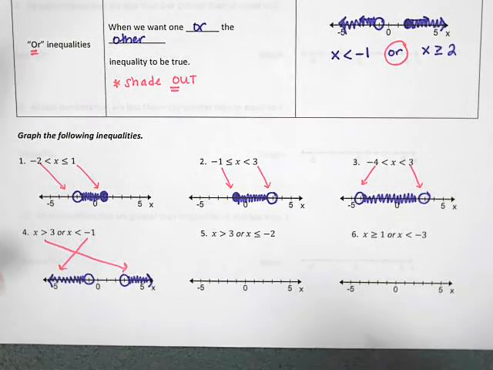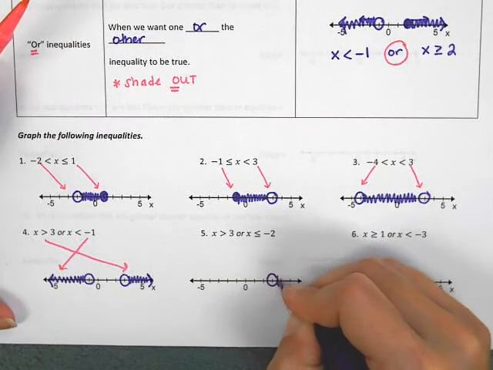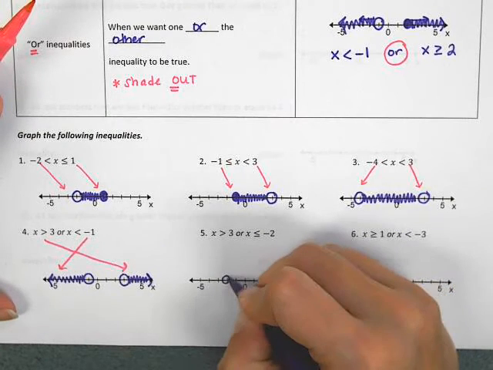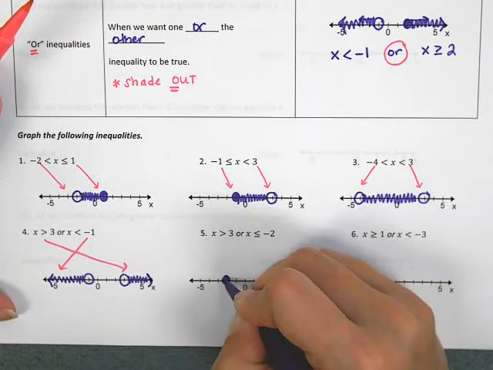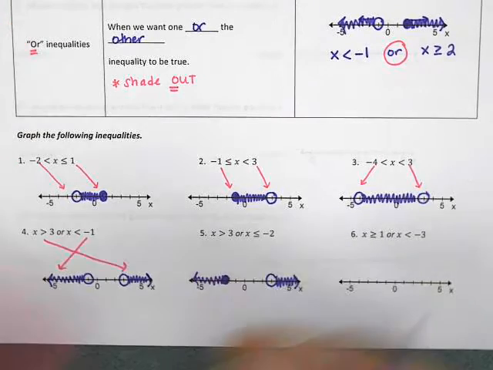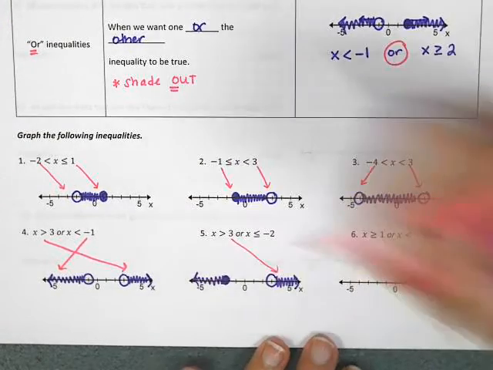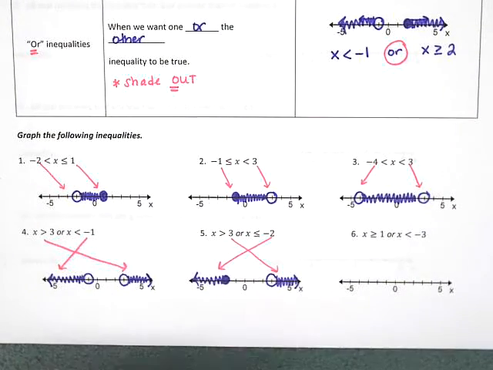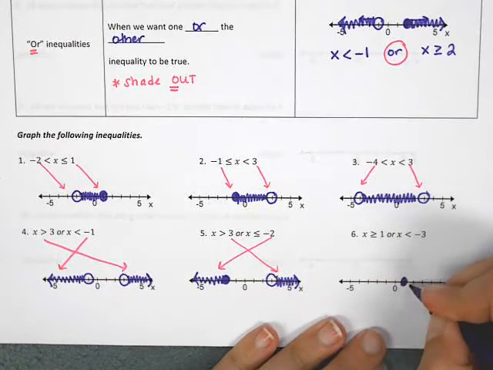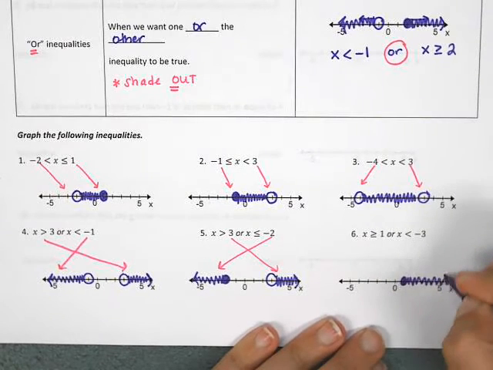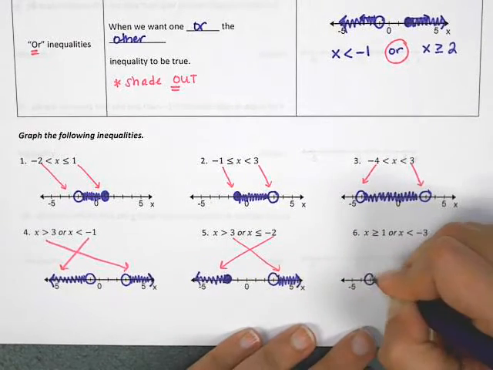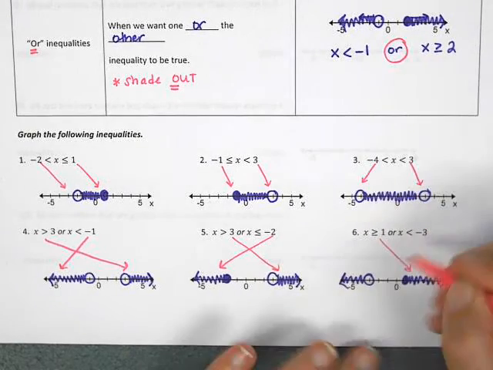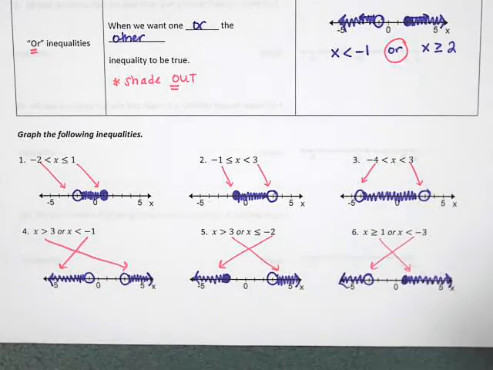X is greater than 3. I would put an open circle on the 3, shade to the right. X is less than or equal to -2. I would put a closed circle on the -2, shade to the left. So I'm really just graphing 2 separate shaded portions. And finally, closed circle on the 1, shade to the right. Open circle on the -3, shade to the left. And again, this is just 2 separate shaded portions.